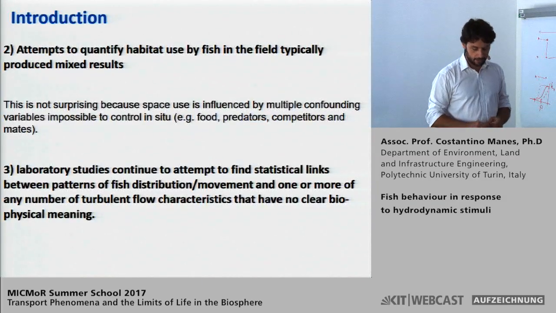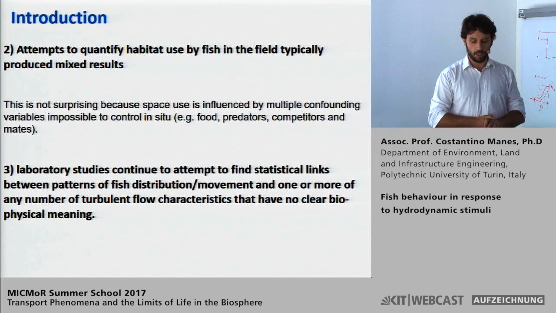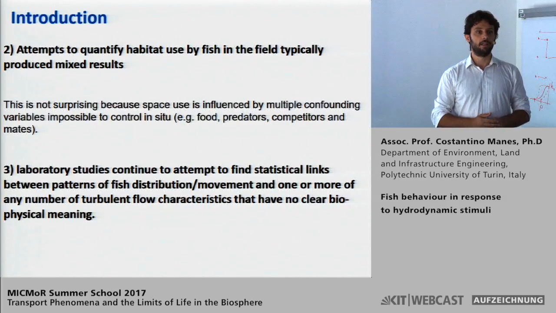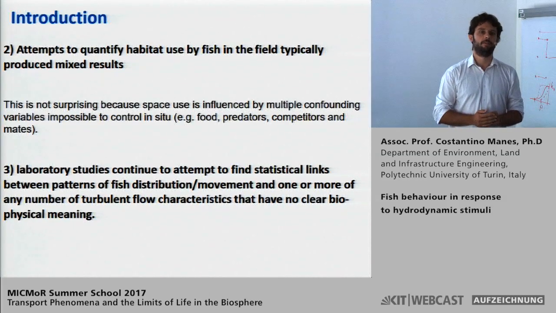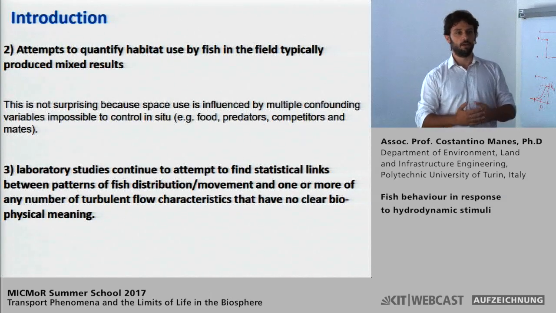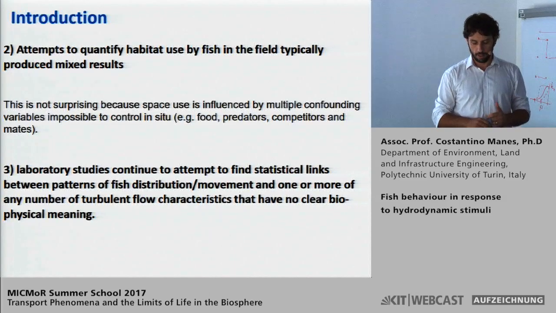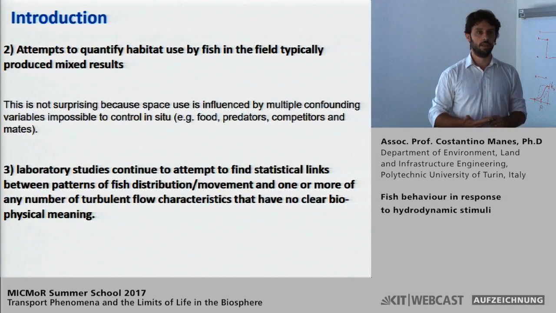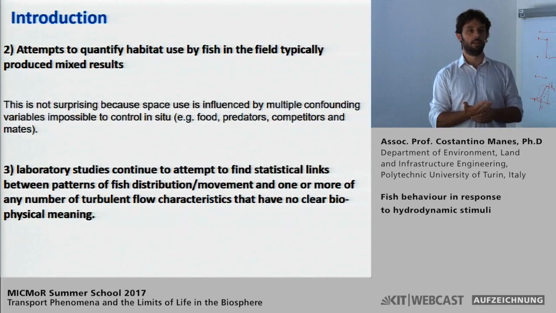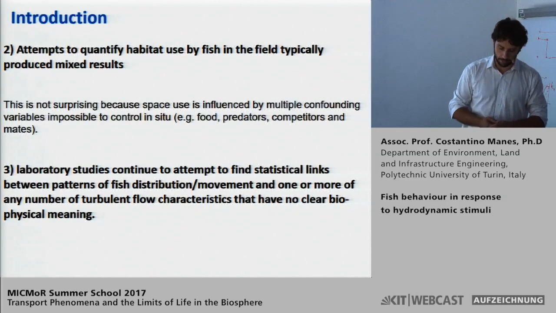The other problem is that attempts to quantify hydrodynamic space use by fish were addressed in field experiments, and these obviously produced mixed results. Again, this is not surprising, because field experiments are extremely complicated. There are many confounding variables that are impossible to control, like food, presence of predators, competitors, mating issues, and all these variables will hide the real effects and make it impossible to isolate the effects of hydrodynamics.